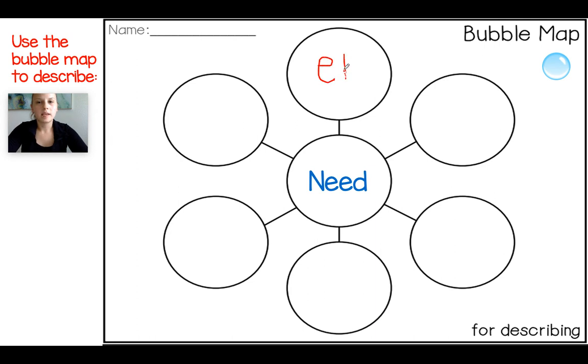R. Now, if you noticed, air isn't spelled like that in the book. We spelled it differently, and that's okay because we're using our letters to help us make sounds. E is E, and R is R, right? Air. And if you want, you can try to draw some air. I'm drawing some wind. What else is something that we need?